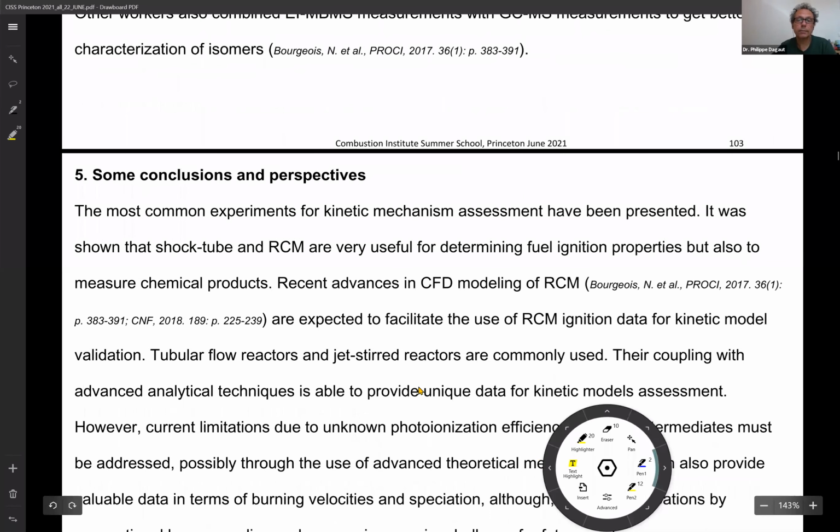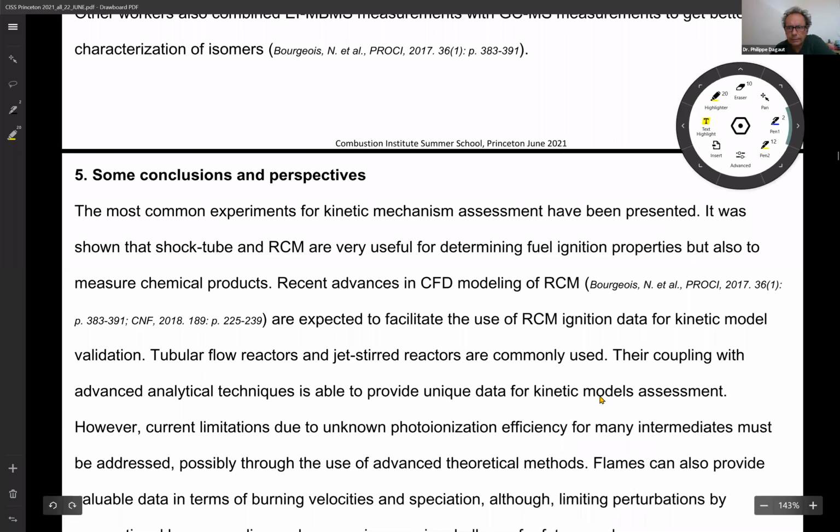So we've tried to cover lots of things here a bit briefly, but again, for more details, you can refer to literature, especially papers published in Progress in Energy and Combustion Science, which are very useful, and you will get lots of details and additional information. The most common experiments for kinetic mechanism assessment have been presented here. It was shown that shock tubes and rapid compression machines are very useful for determining fuel ignition properties, but also to measure chemical products.